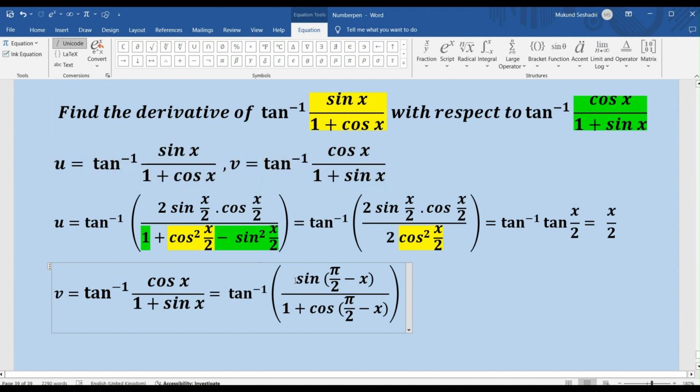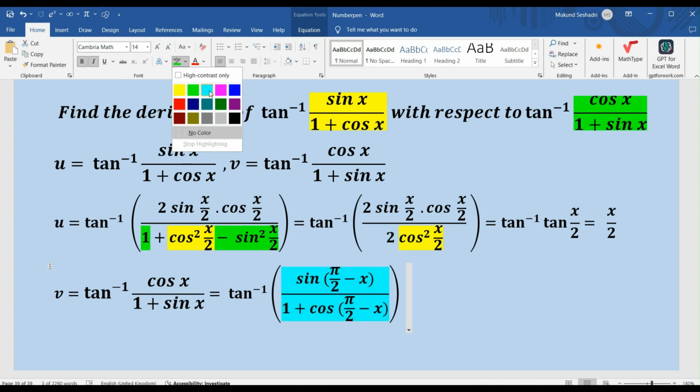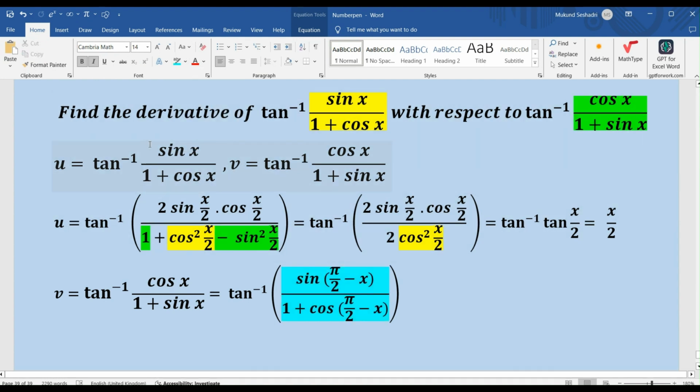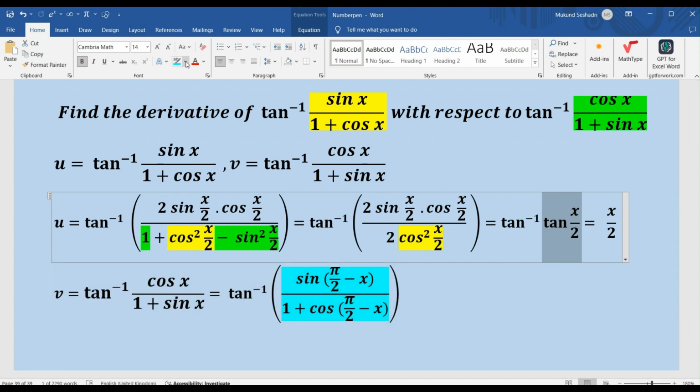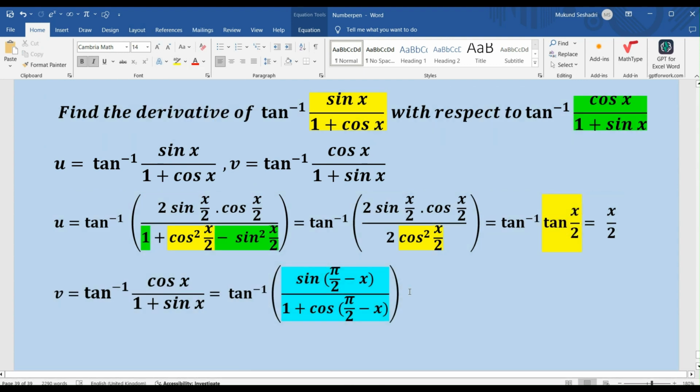So cos x divided by 1 plus sine x is the same as sine of pi by 2 minus x, the whole divided by 1 plus cos of pi by 2 minus x, right? So this expression, and let me highlight it in a different color, turquoise, is very similar to the expression here in yellow, which we established as tan of x by 2, right? And let me highlight it in yellow as well. So instead of x, I have pi by 2 minus x, right?